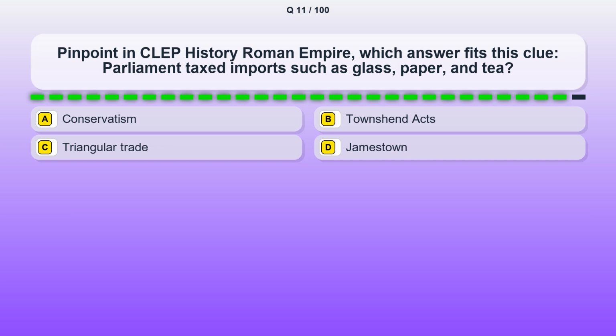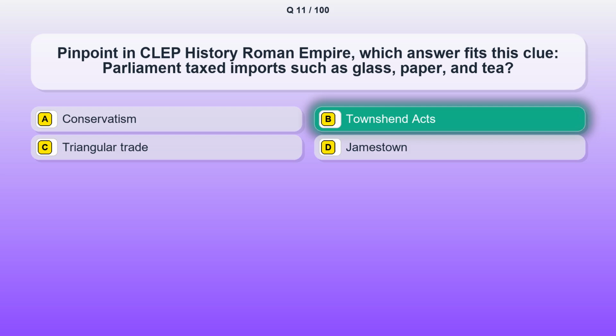Question 11. Pinpoint in CLEP History Roman Empire, which answer fits this clue. Parliament taxed imports such as glass, paper and tea. Option A. Conservatism. Option B. Townshend Acts. Option C. Triangular trade. Option D. Jamestown.